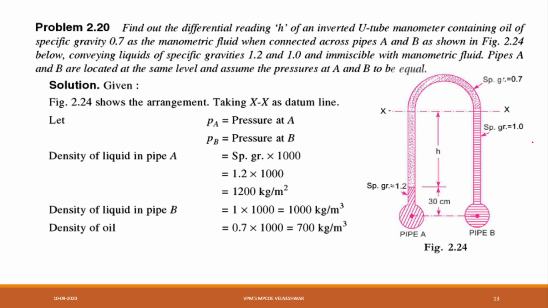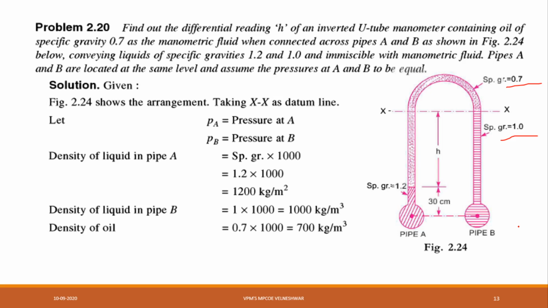If you see in pipe A, there is a specific gravity of 1.2, and here a specific gravity of 1.0, which means water. Different specific gravities are there, conveying liquids of specific gravity 1.2 and 1.0, immiscible with the manometric fluid. Pipes A and B are located at the same level. Assume pressure at A and B to be equal. So what he is saying is PA is equal to PB.